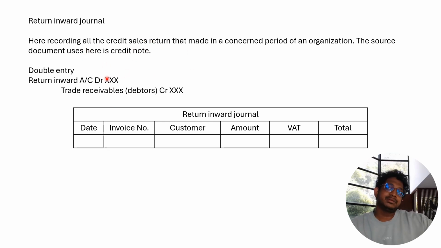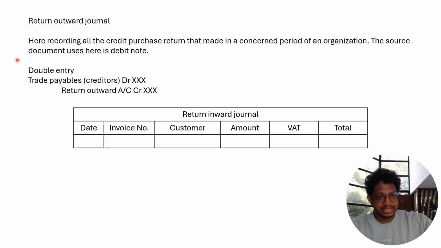Why? When the credit sale happens, debtors are debited. But when returning, it is reversed. So what happens to the debtors? Debtors are credited. So that's why the source document is a credit note, right? And the other important fact is that return inward is an income type of account. Normal incomes have a credit side, but this has a debit side, which means a decrease of the income. But keep in mind, return inward is an income type of account. And same thing, if it is VAT registered, there are two columns, VAT and total. If not, just the amount column.